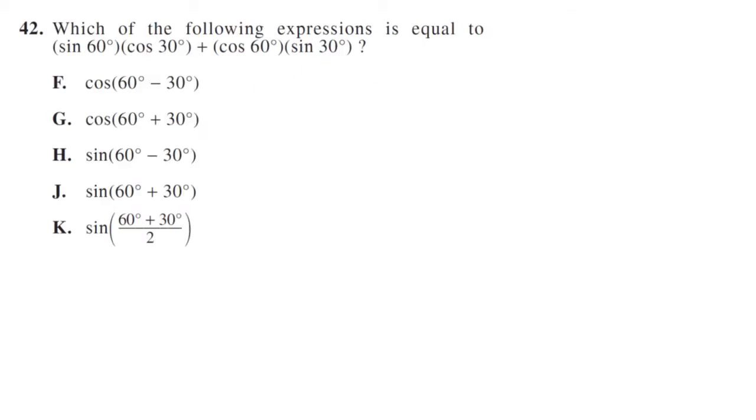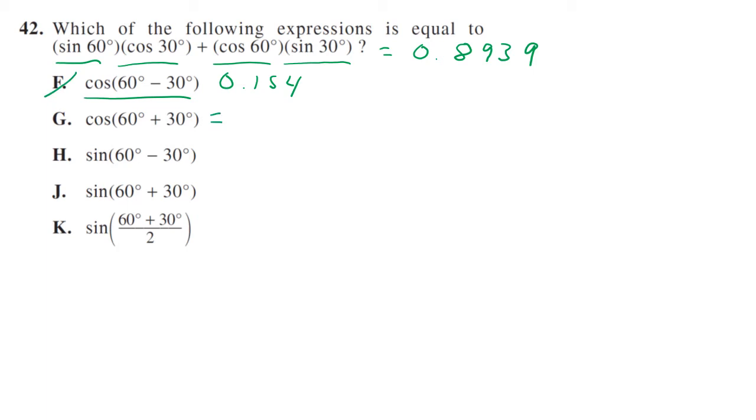This is another example of one you can use your calculator on. So if you put sine of 60 times cosine of 30 plus cosine of 60 times sine of 30 in your calculator and hit enter, you're going to get 0.8939. And then you can put each of these into your calculator as well. So the first one, cosine of 60 minus 30, you're going to get 0.154. That is not 0.8939, so that one's out.